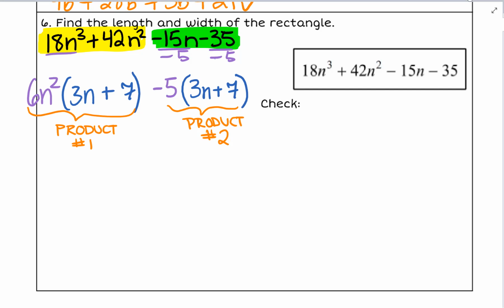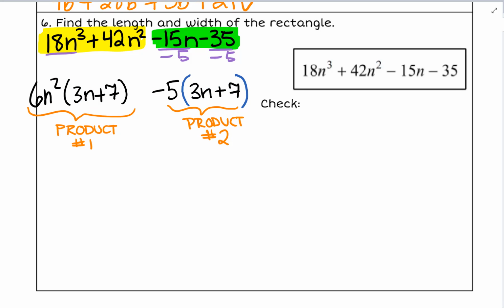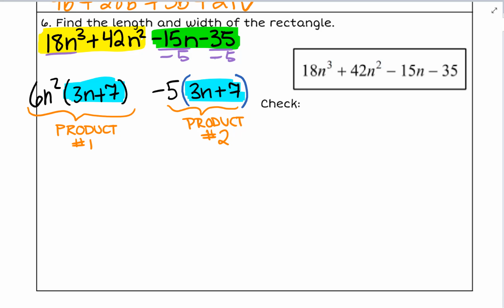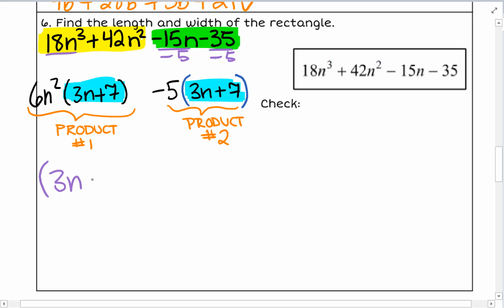So now I have the difference of 2 products. That is not factoring, okay? I need simply a product as my answer. And here I have a difference of 2 products. So I need to keep going. So is there a GCF between product number 1 and product number 2? Yes, there's an entire group. That is the greatest common factor. This whole grouping is the GCF. So I'll write 3n plus 7.